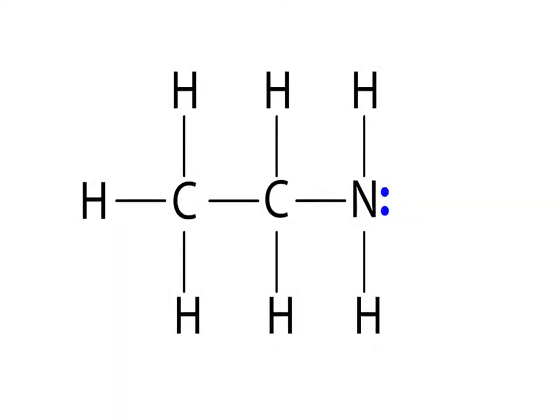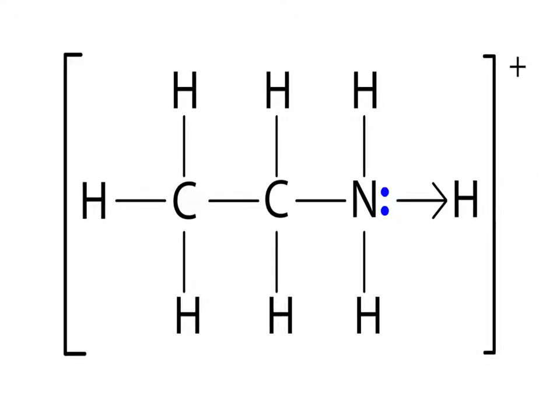Like ammonia, amines have a lone pair on the nitrogen, and they too can accept a proton, and, like ammonia, are therefore bases. The resulting positively charged ion is known as an alkyl ammonium ion, in this case, ethyl ammonium ion.